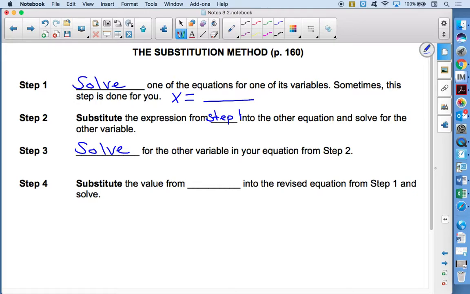Finally, substitute the value from step 3 into the revised equation that you have for step 1. So it's a lot of substituting and solving. You're going to solve and then substitute. Solve and then substitute. So you'll use that twice. You'll actually be substituting two different times.